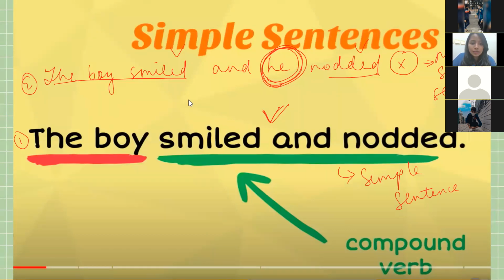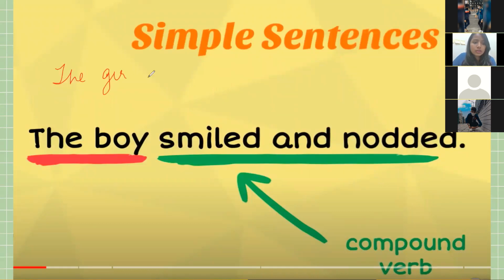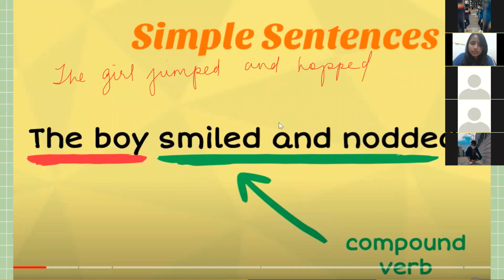Let me give you a different example. The girl jumped and hopped. Is this a simple sentence? I want all of you to answer. Is this a simple sentence? Yes or no? Is this a simple sentence? But if I write the girl jumped and she hopped.